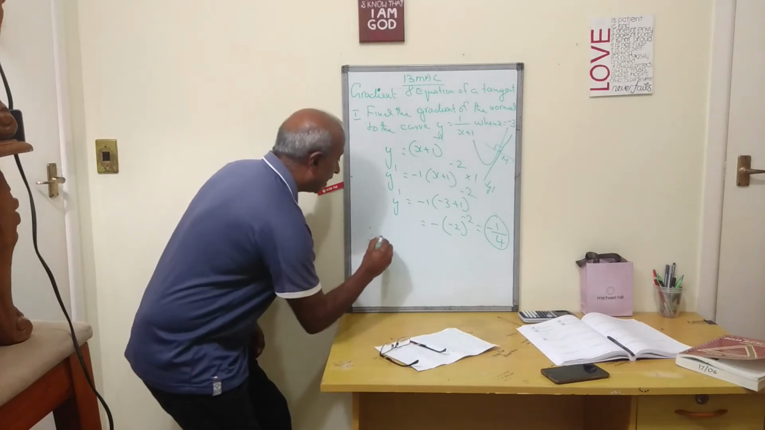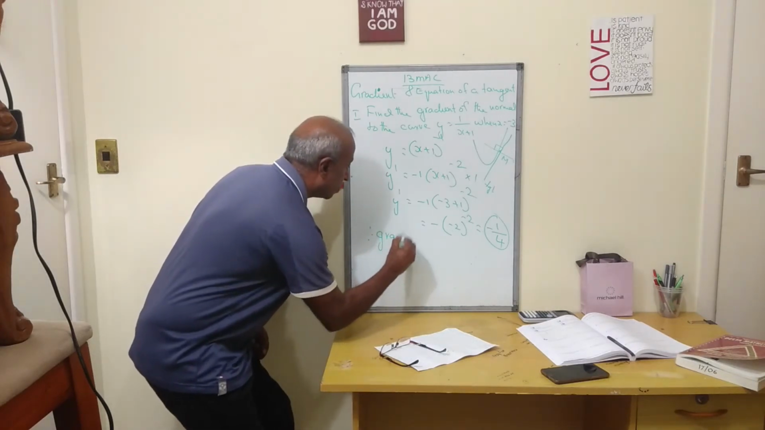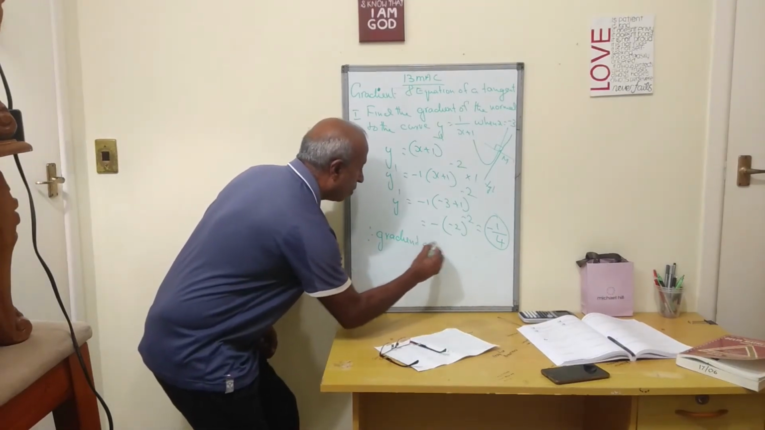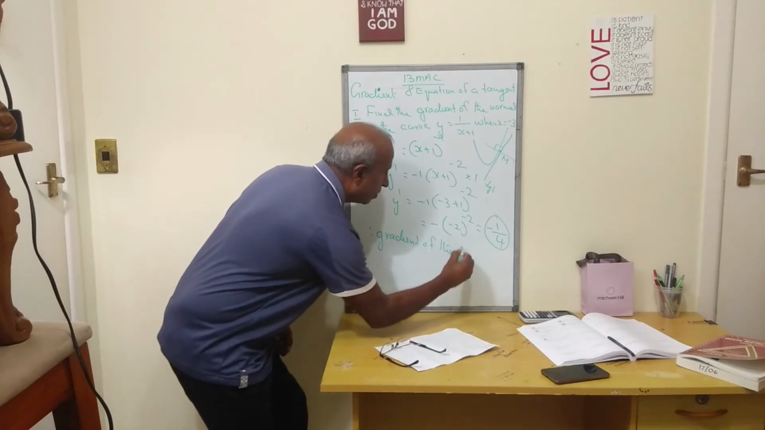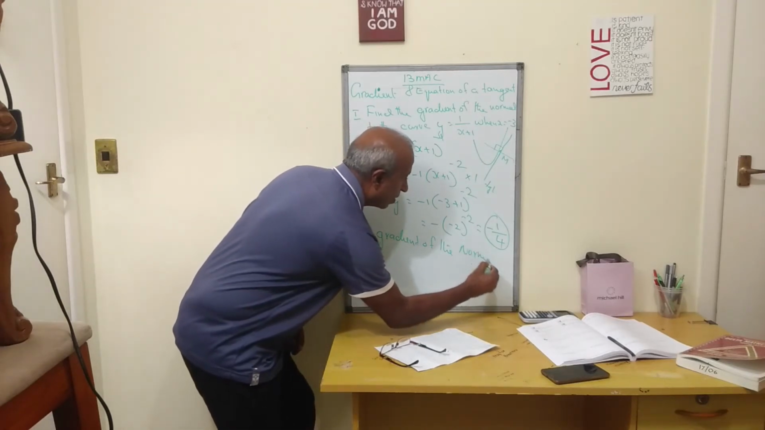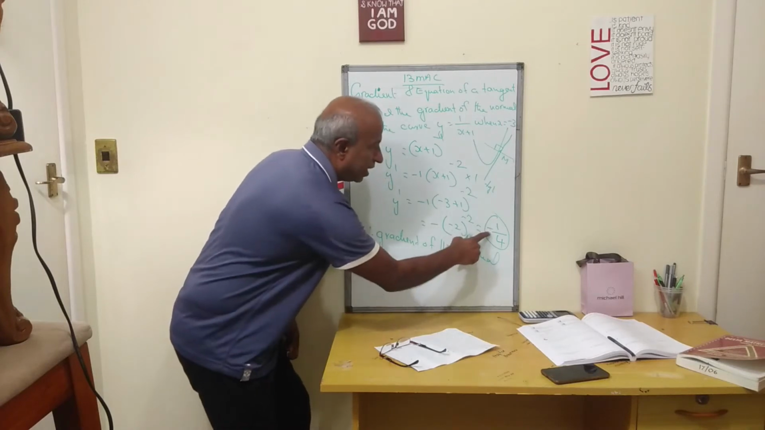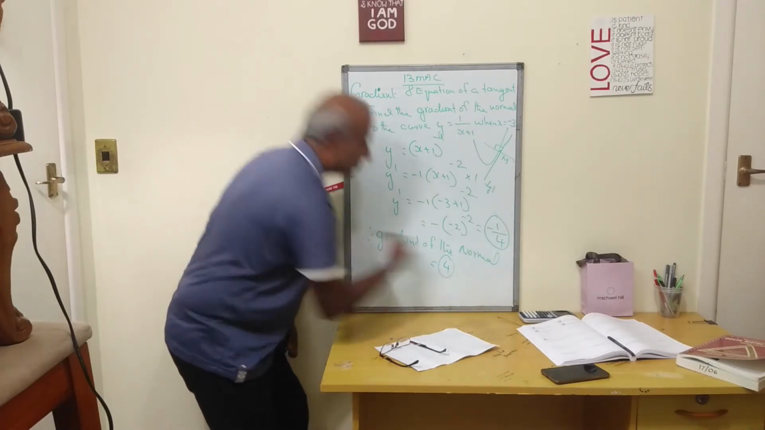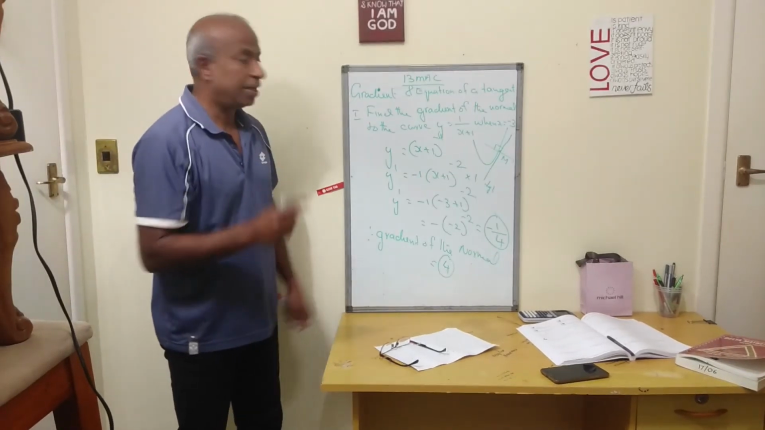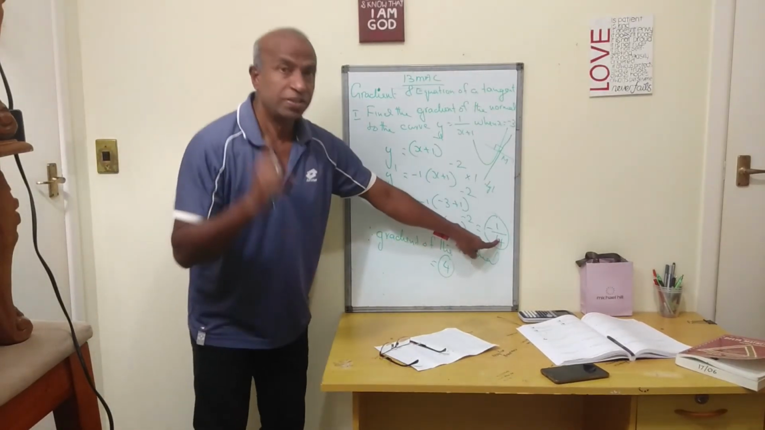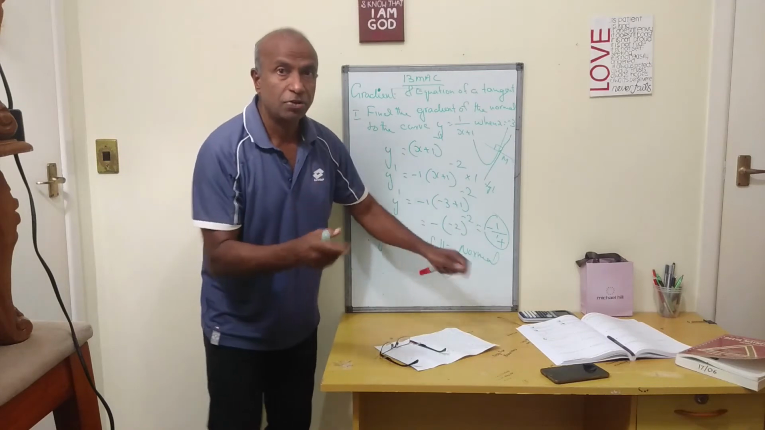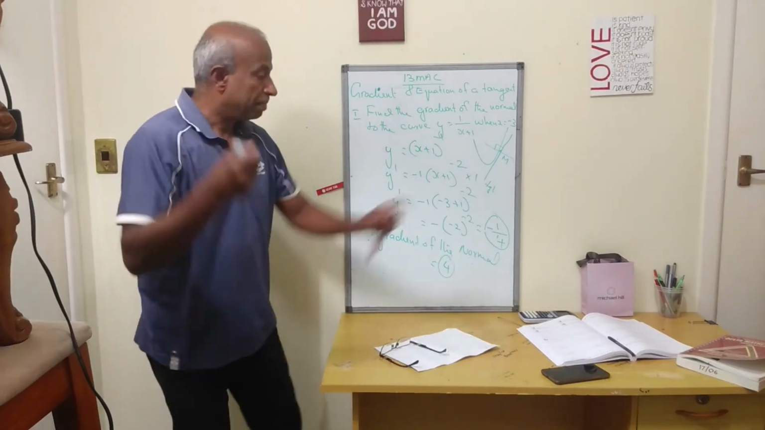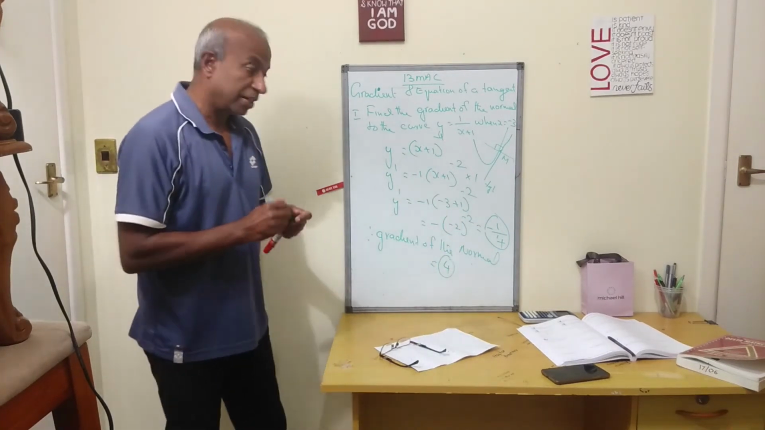Therefore, gradient of the normal is the negative, you make it positive, then you flip it. Answer will be 4. Remember, this -1/4 is the gradient of the tangent. To find the gradient of the normal, flip it, then change the sign. Alright? Okay, that's from last year.